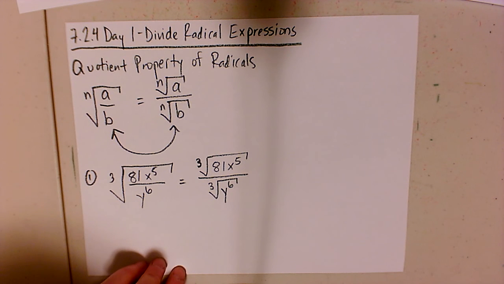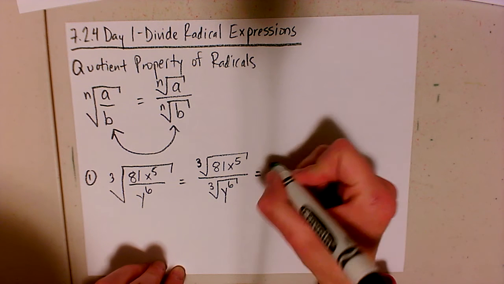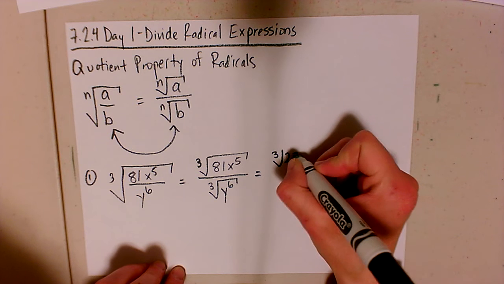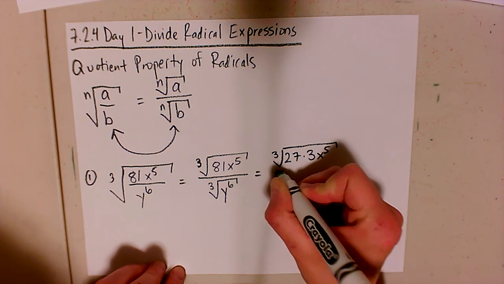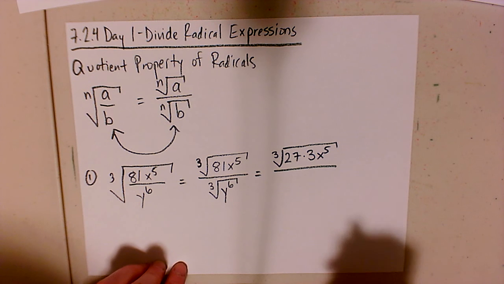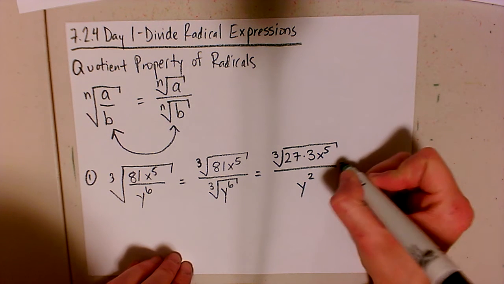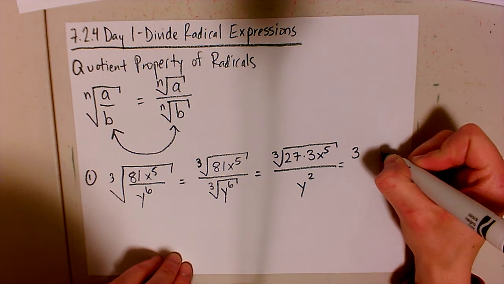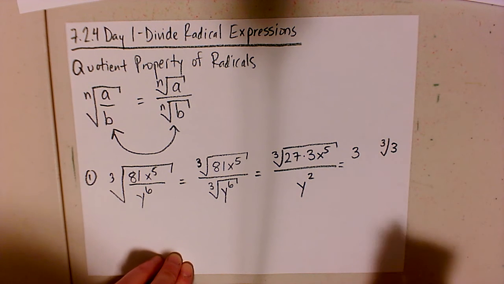So the cube root of 81, well, the largest perfect cube inside of 81 is going to be 27. So we can take that 81 and break it into 27 times 3, and then we have x to the 5th. And then the cube root of y to the 6th, that's really easy. That's just going to be y squared. Then the cube root of 27 is going to be 3, and then we've got our radical, and on the inside, we can't take the cube root of this 3, so we'll have to keep that on the inside.